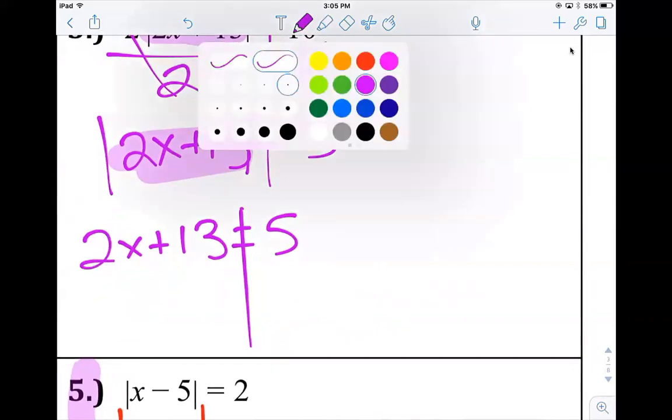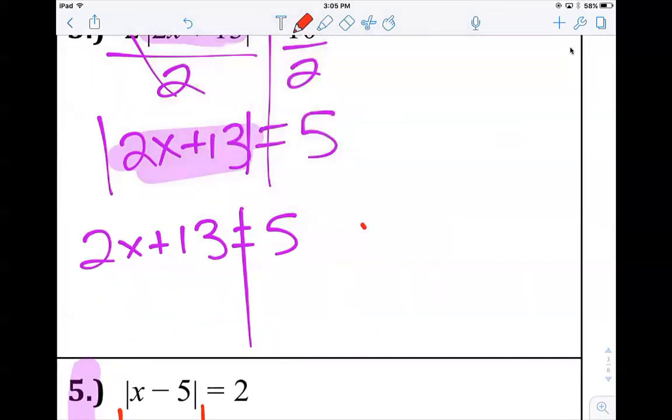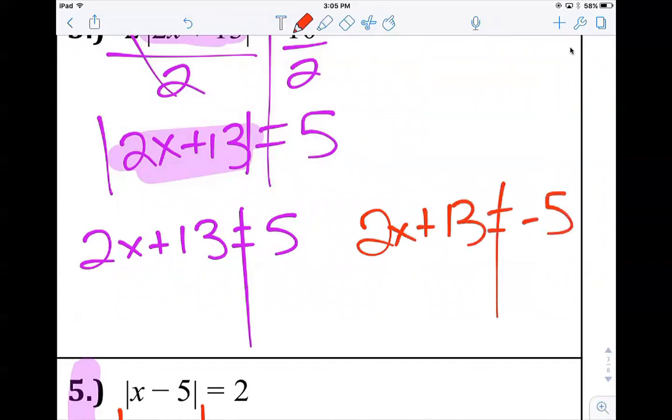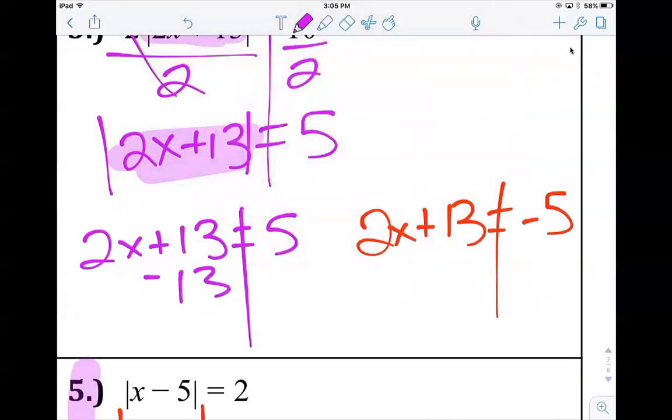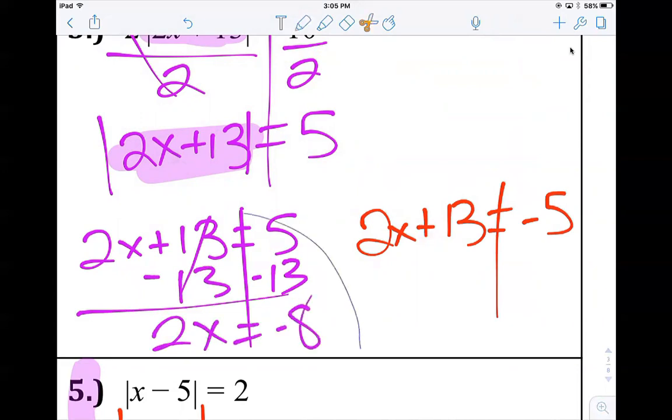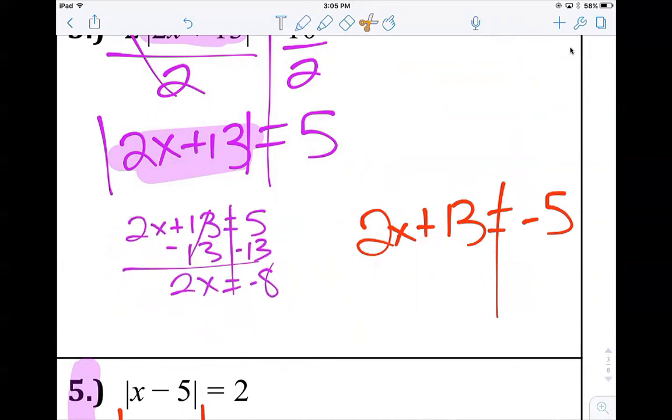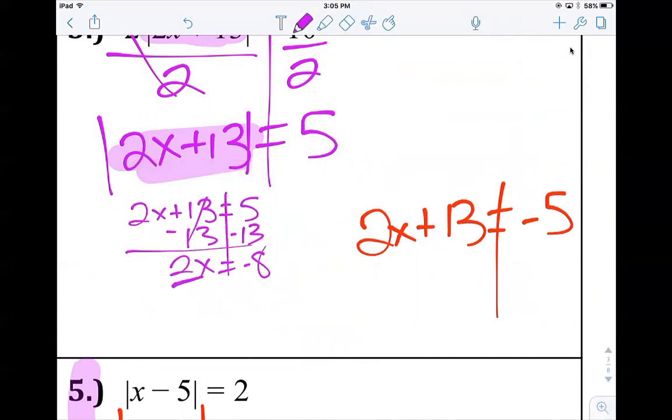All right, and then we'll have our second equation, which is 2x plus 13 equals -5. So we are going to solve for both like we did yesterday. So we're going to subtract 13 on both sides. So this gives us 2x equals -8. And then we'll finish this portion up by dividing by 2. So x is going to be -4.